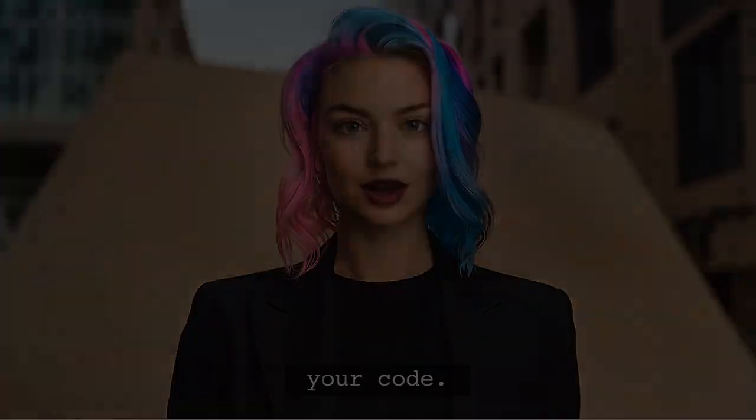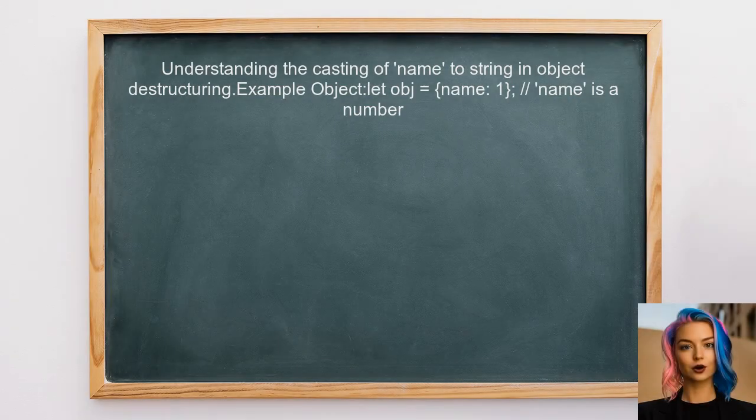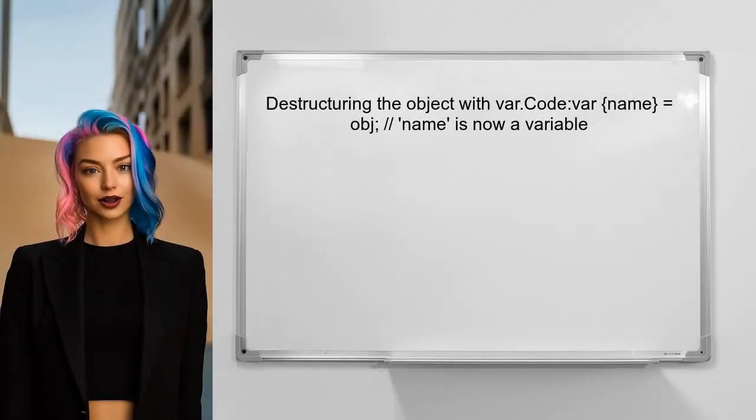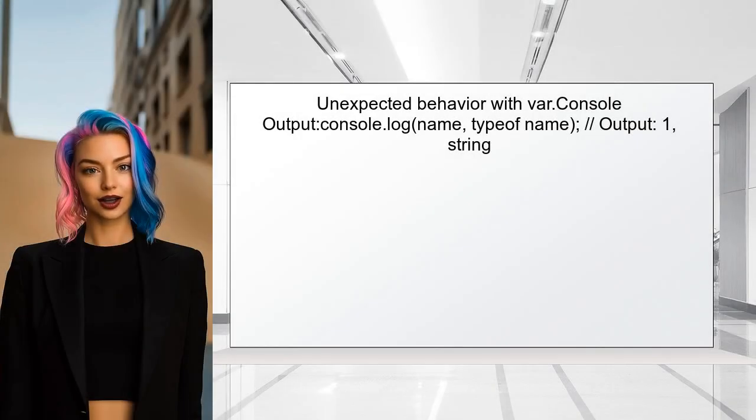To understand why the property name is cast to a string when using var and object destructuring, let's first look at the example provided. The user has an object with a property called name that holds a number. When the user destructures this object using var, they assign the property name to a variable also called name. This is where the unexpected behavior occurs. The console output shows that the value of name is 1, but the type is string.